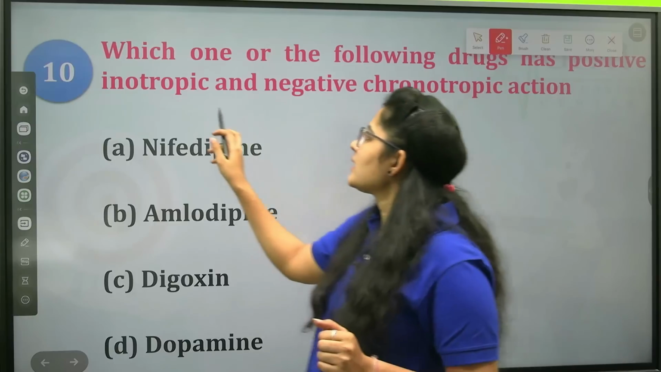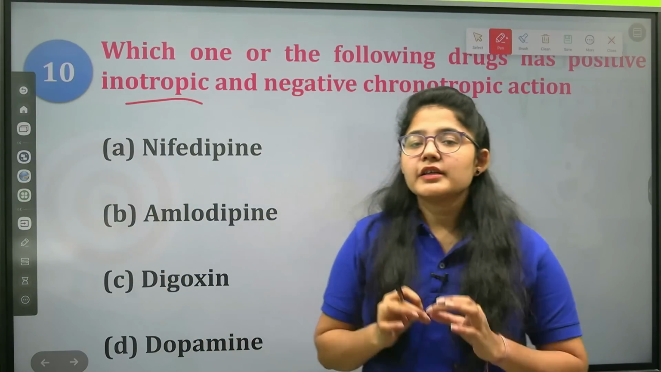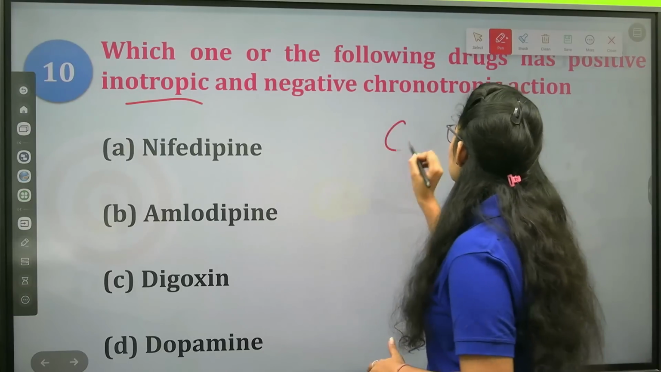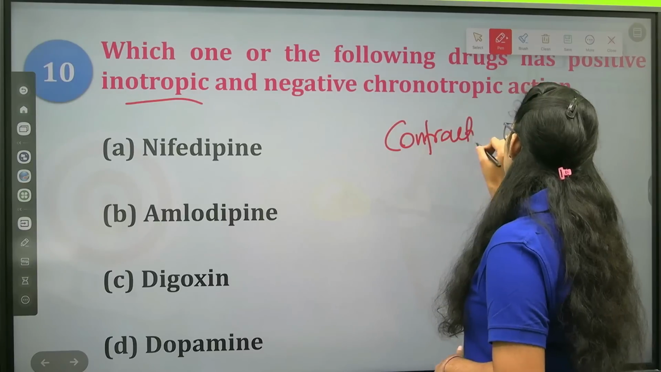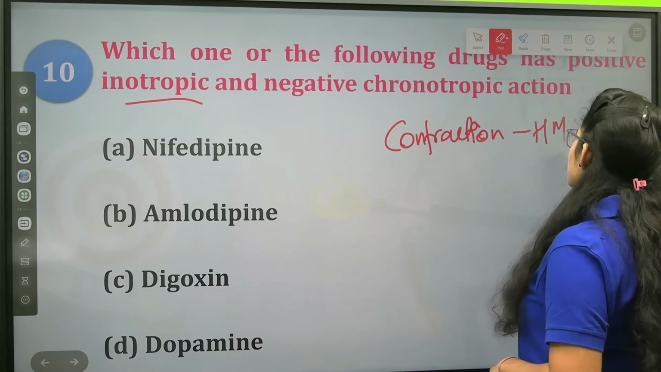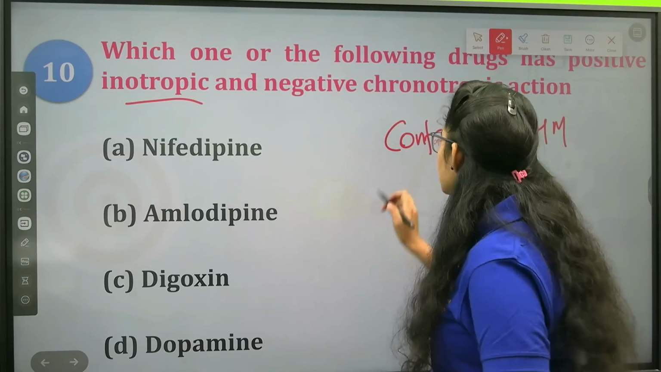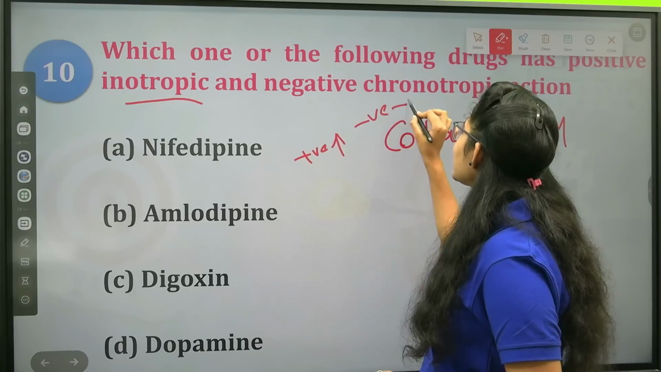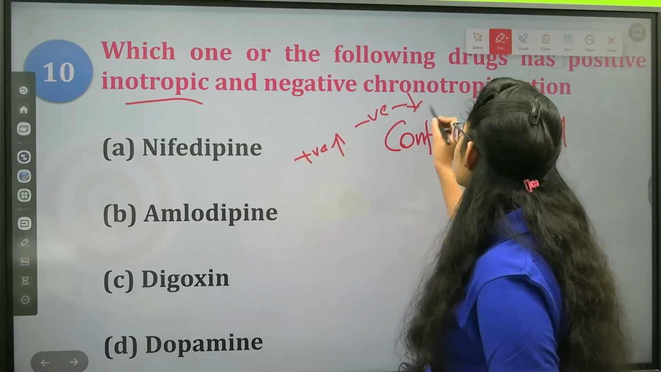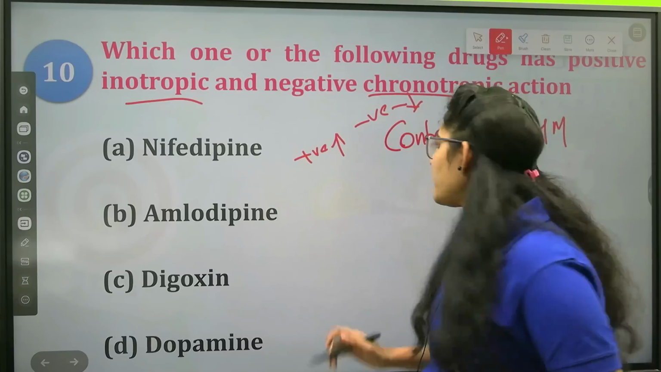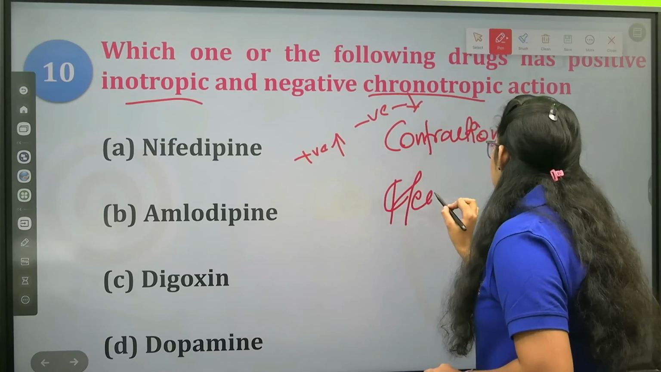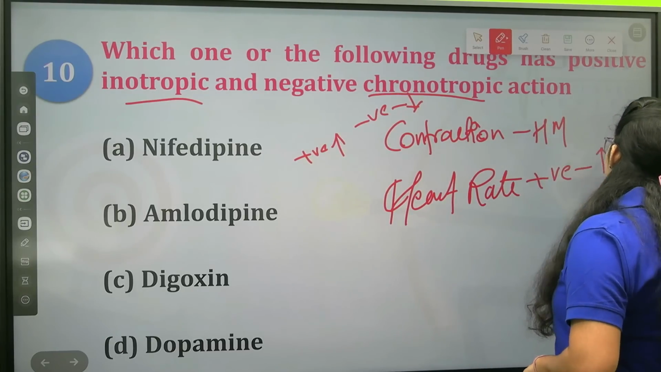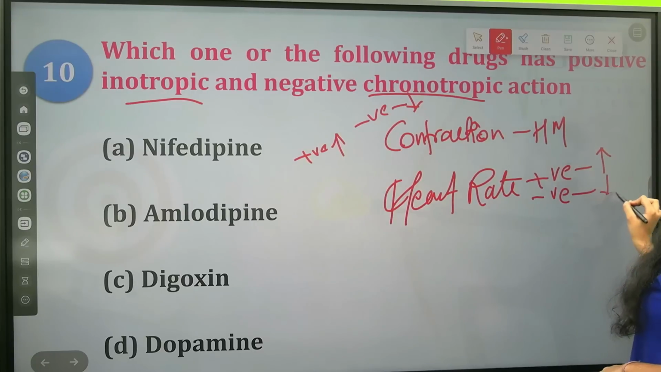What does this mean? Inotropic is responsible for the contraction of your heart muscles. The positive inotropic means the increase in the contraction. The negative means the decrease in the contraction. What does chronotropic mean? Chronotropic means the heart rate, and the positive chronotropic means increase in the heart rate. Negative chronotropic means decrease in the heart rate.